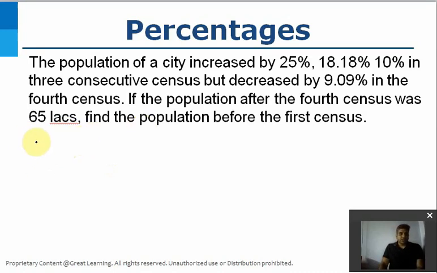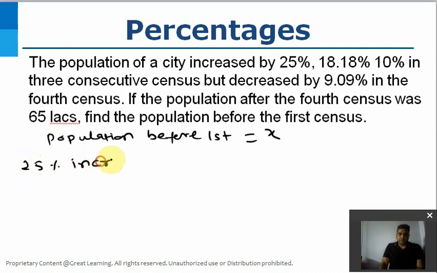So let's assume the population before the first census was x. Now 25% increase means what? In terms of factor, it means 1 plus 1 by 4. 25% is a 1 by 4 increase, so we add 1 to that, and this is a 5 by 4 factor. So if we multiply x by 5 by 4, I get the population of the next year.